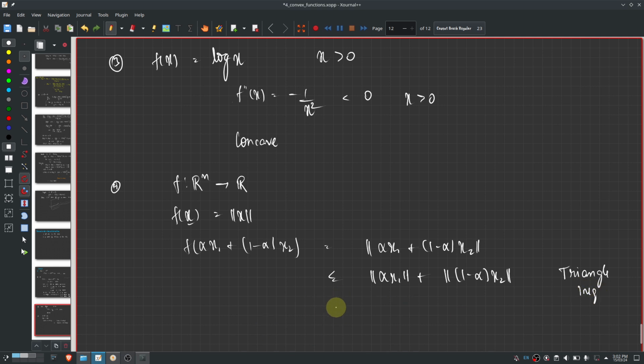Triangle inequality of norm, but then also using the scaling property of the norm, that norm of alpha times x is mod of alpha times the norm of x. Here alpha is greater than or equal to 0. So this is alpha times norm of x1 plus 1 minus alpha norm of x2, which is just alpha f of x1 plus 1 minus alpha f of x2. So this is convex for any norm.